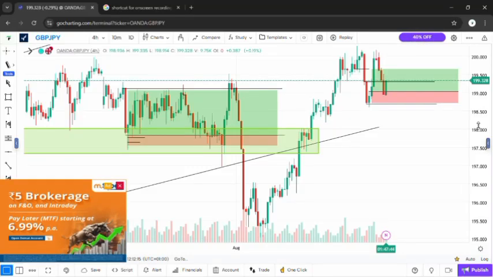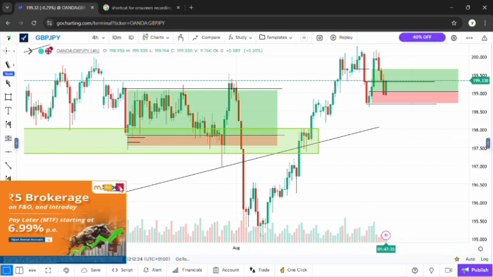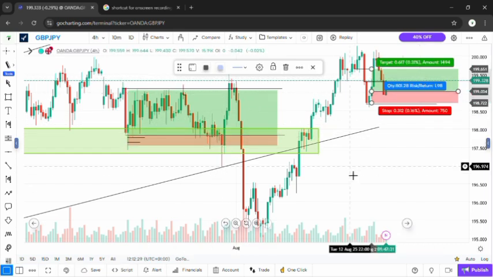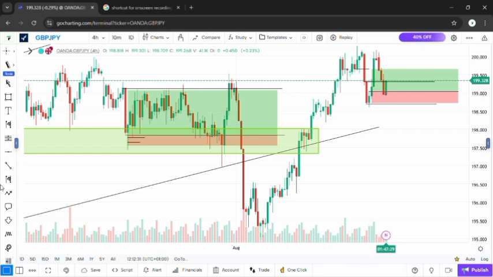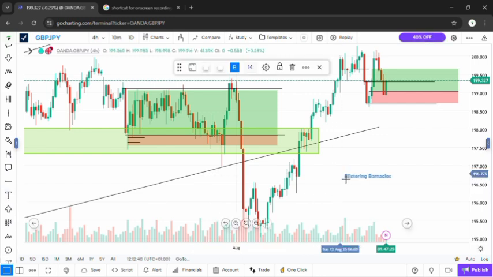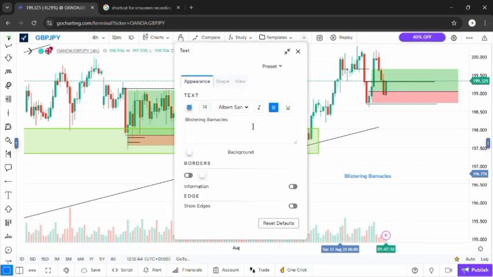Okay, so I want to show you guys how I cut these two trades, this and this. I use what we call the CRT strategy, which is the candle range theory. This is the CRT 4-hour candle range theory pattern.